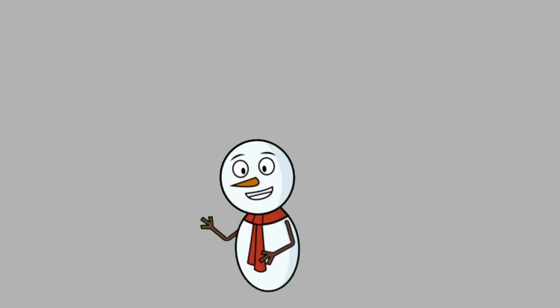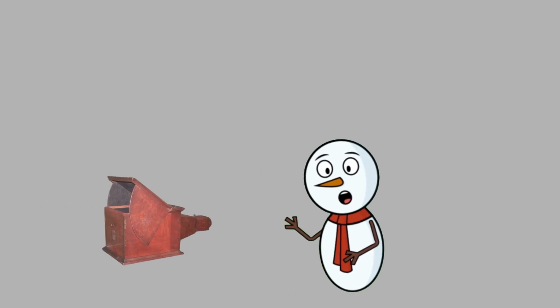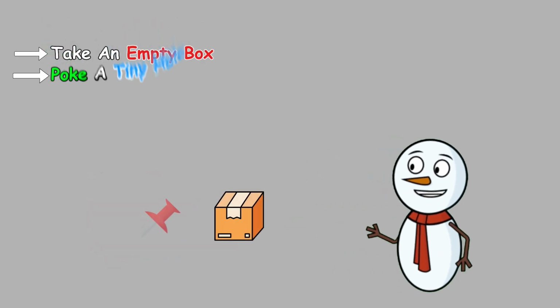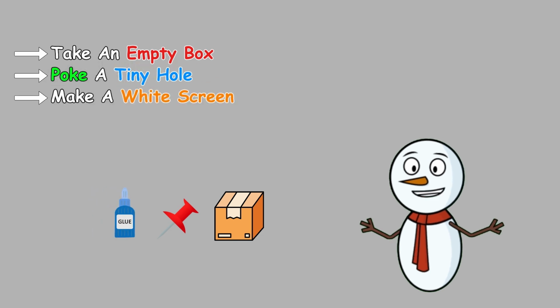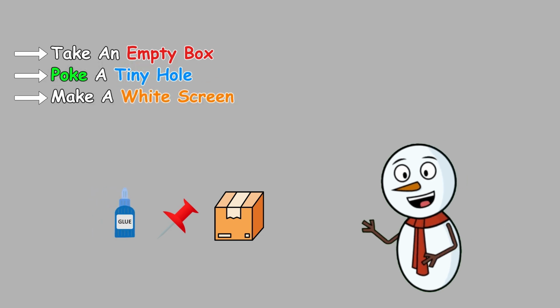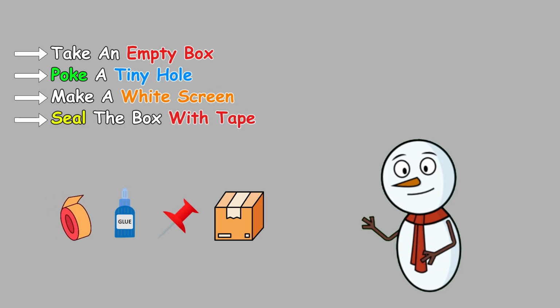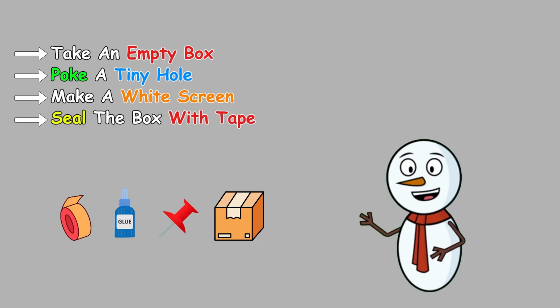Yes, we can build a simple camera obscura at home using household materials. Just take an empty box and use a needle to poke a tiny hole on one side. Then, glue a white paper inside the box, opposite the hole as a projection screen. Seal the box with tape so that the only source of light is the tiny hole.